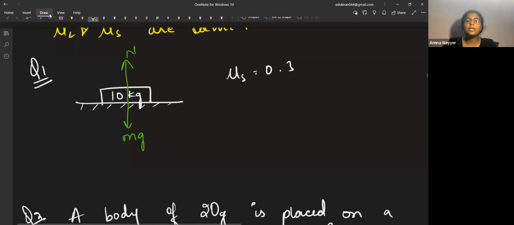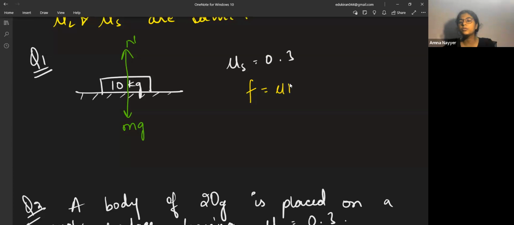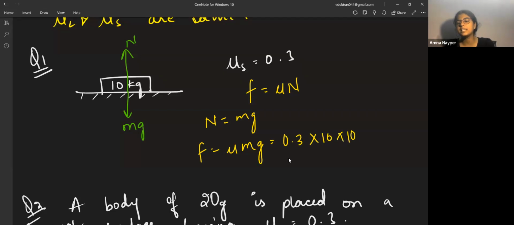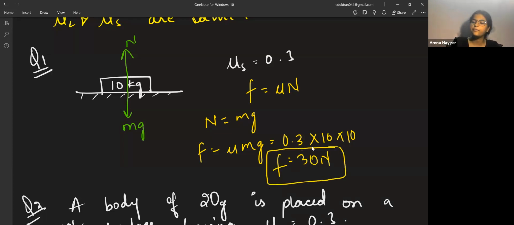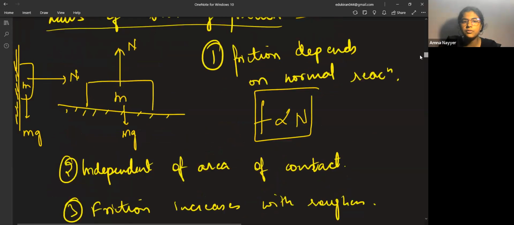Now, what is the value of frictional force? F is equal to mu N. Here your normal reaction is equal to mg. So your frictional force is equal to mu mg. Mu is 0.3, mass is 10, acceleration due to gravity is 10. So that becomes 30 Newton. This is the answer. Friction is 30 Newton. Like this. Note it down till here. Some more questions we will practice from here. Laws of limiting friction.